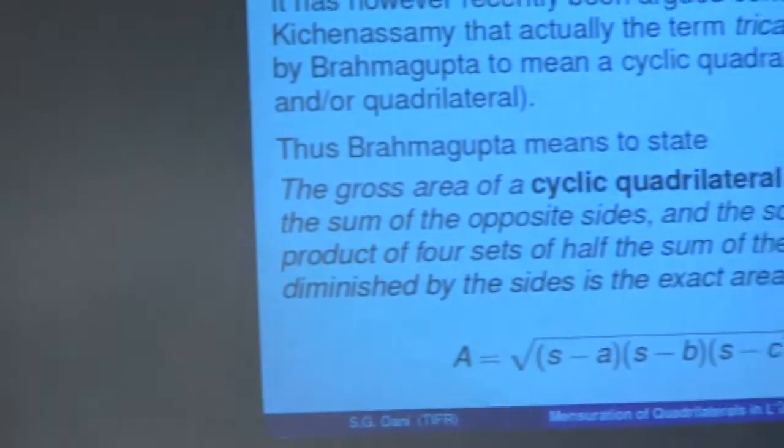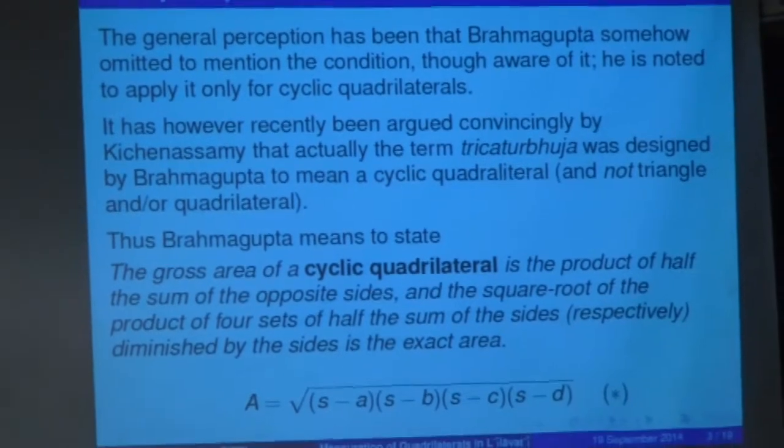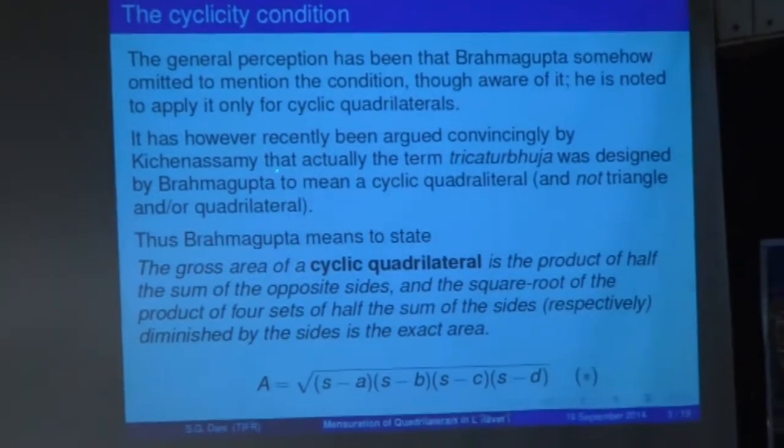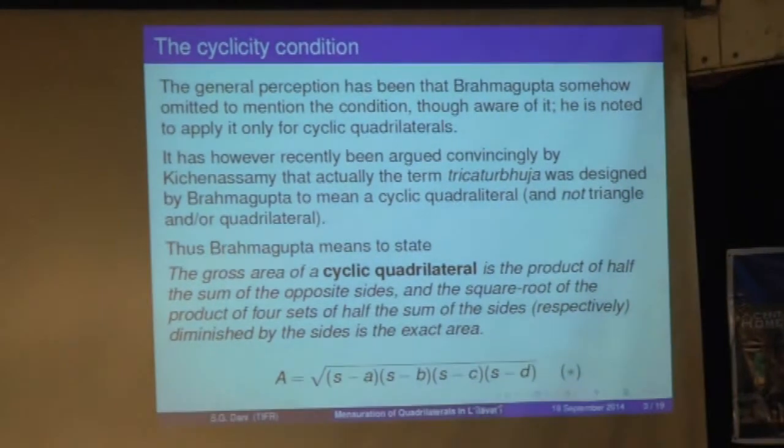Going back to what I was saying, exact only for the cyclic quadrilateral, as we know it. Now, the general perception so far has been that Brahmagupta somehow omitted to mention the condition, though he was aware of it. And of course, he has applied it only in the case of cyclic quadrilaterals. There is no mistake in application.